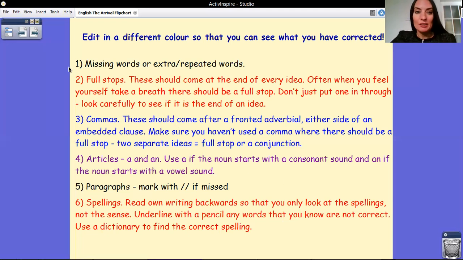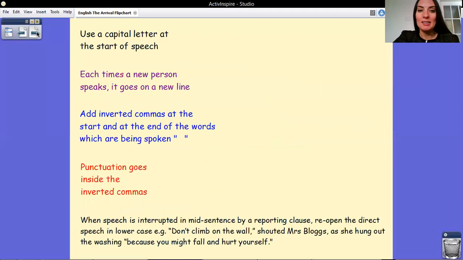Okay, now that your basics are done, we are going to look at speech punctuation, because across this unit, that is what you've been looking at, and it is quite difficult to make sure speech is punctuated correctly, particularly when you're doing your writing, you're in full flow, sometimes a little basics slip. So I would like you to check in a moment that you use a capital letter at the start of speech. Each time a new person speaks, it goes on a new line. Inverted commas, which sometimes people call speech marks, but remember we call them inverted commas, go at the start and the end of the words being spoken, and there's an example here of what they look like.